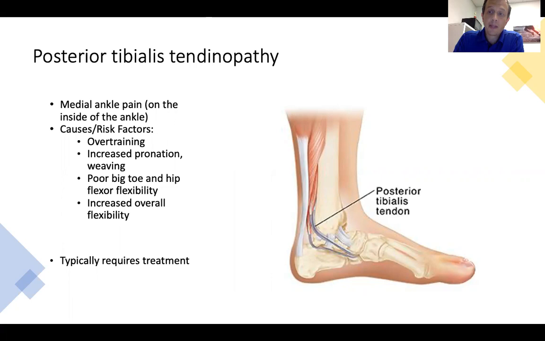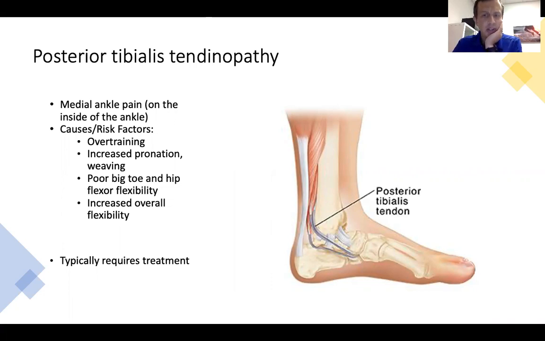Poor flexibility of the big toe or poor hip flexor flexibility can be a risk factor. And also, interestingly, increased or excessive flexibility can cause this. We see this really often in runners in the early stages of a running career, so to speak. When somebody picks it up, this is an injury that sometimes people will pick up if they haven't really worked on form, they're not in the right shoes, that sort of thing.